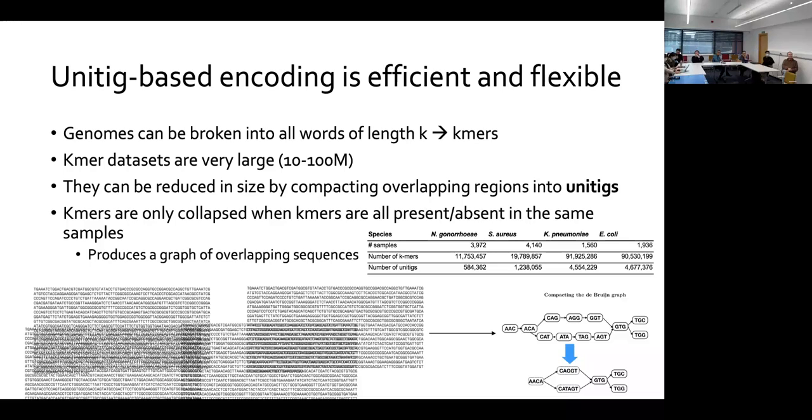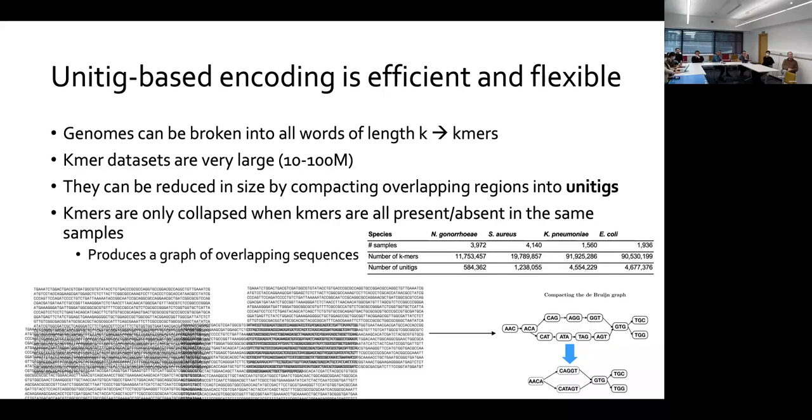Something that's happened a little bit more recently is, I think, quite a nice, clever way of reducing that data set without losing any signal. Basically, for a given word length, if you've taken all your sample DNA, broken it up into words of a certain length, those words will overlap sometimes where they're part of a longer fragment.